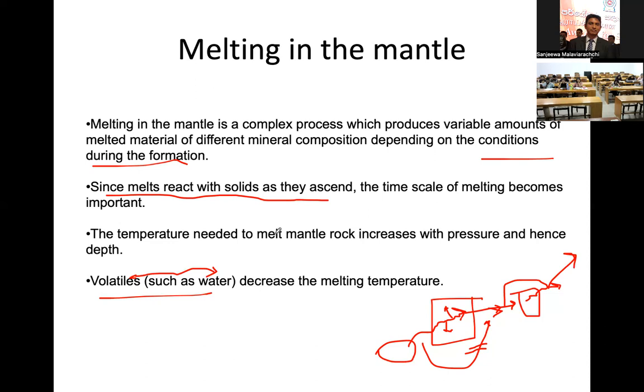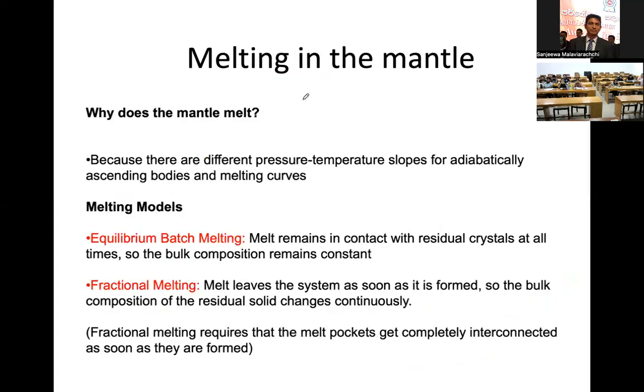So these types of complexities are there when we talk about general melting in the mantle. But in most cases in geochemistry, what we do is we generalize, and of course some assumptions we have to use. With those assumptions, we have to make a kind of picture so that we can resolve some of the existing questions regarding magma generation, magma formation.